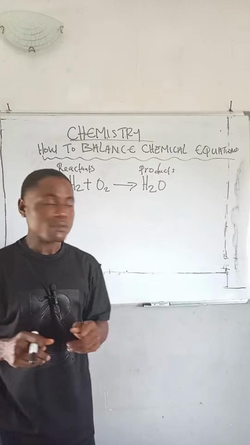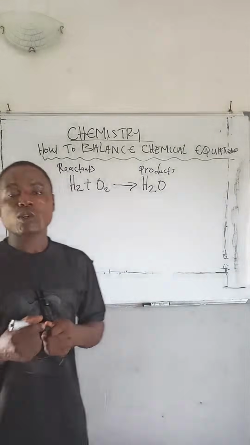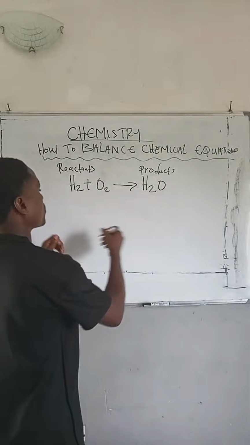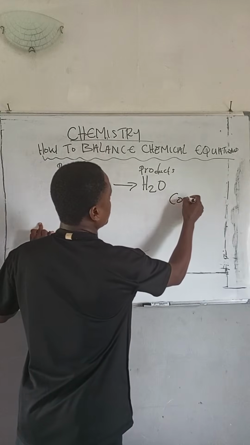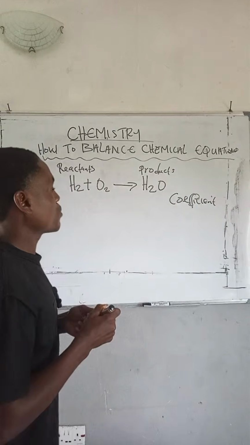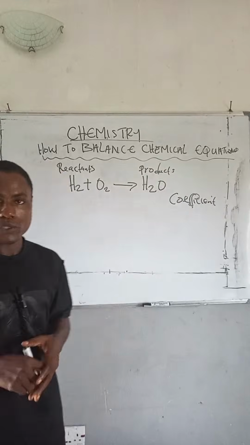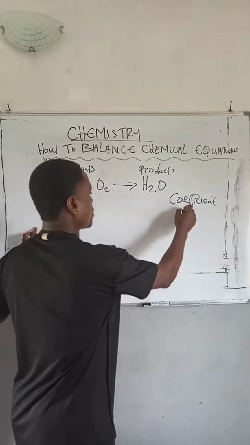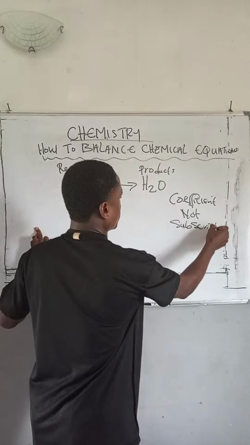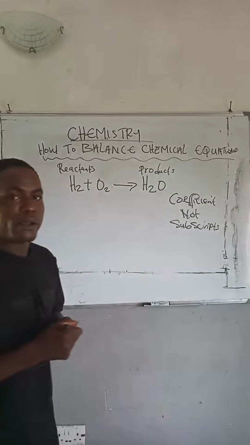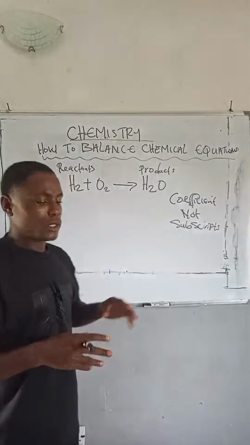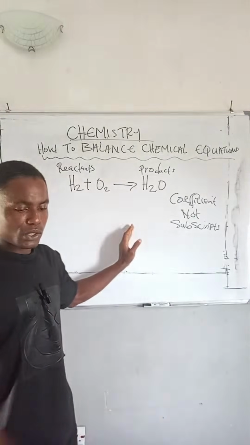Write it down. Number one, in balancing a chemical equation, only the coefficient can be changed. Please write it down. Only the coefficient can be changed, not the subscript. Are you getting it? Only the coefficient can be changed, not the subscript. Meaning that the subscript cannot be changed. Only the coefficient can be changed. Okay.